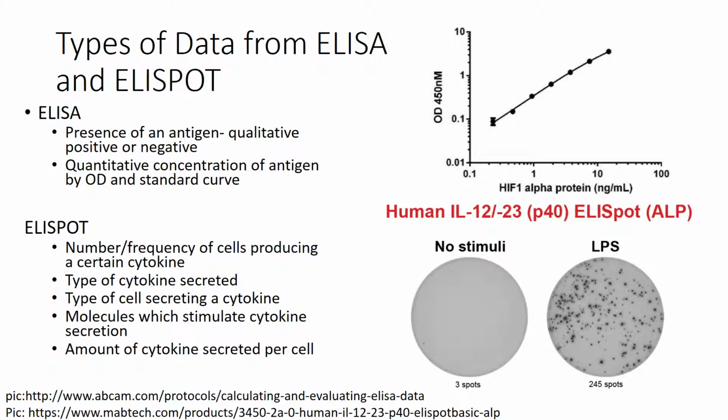The specific type of data is either qualitative, positive or negative based on spot development, and you can also get the number or frequency of cytokine secreting cells, which can show the magnitude or clonal size of the immune response within a larger pool of cells that populate more than one type of cell. Also, the size and intensity of a spot is related to the amount of cytokine released by one cell. So a darker or larger spot means that a larger amount of cytokine is released, and you can find this by using image processing software.